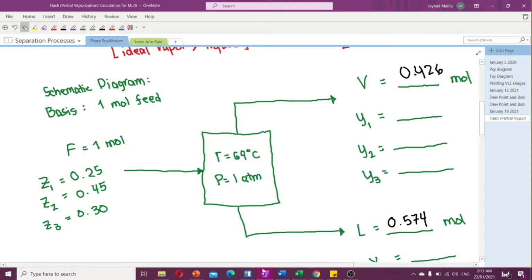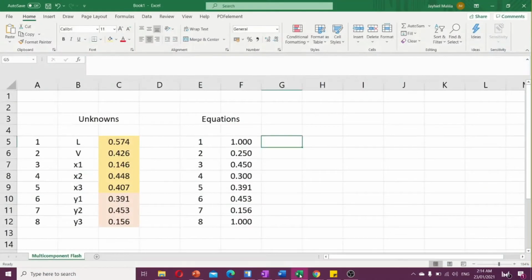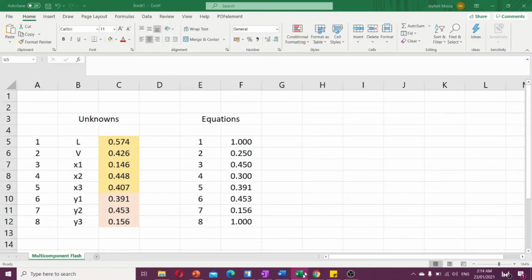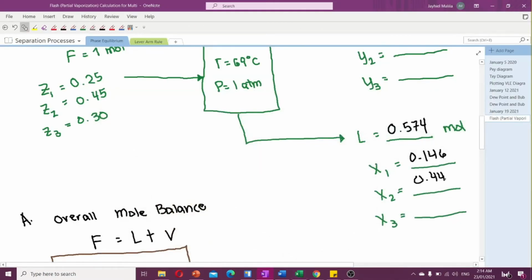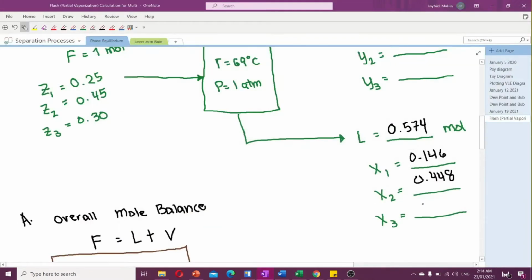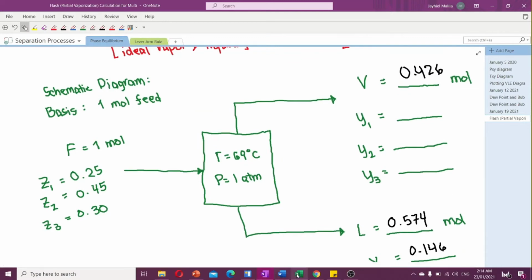And then, x1 is 0.146, 0.448. Am I writing the right one? And 0.407. And the last set is 0.391.